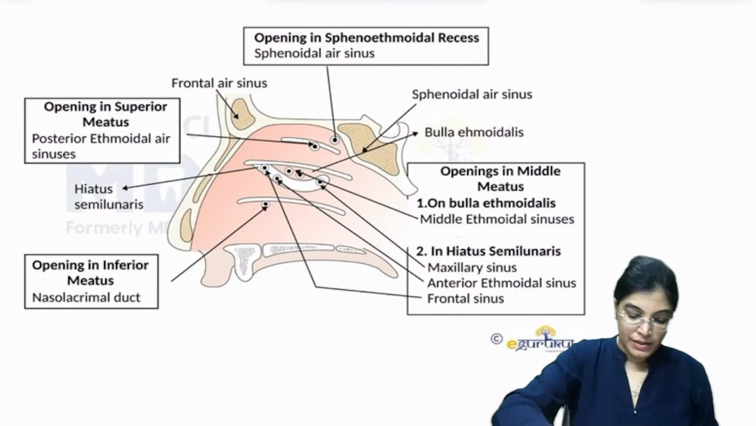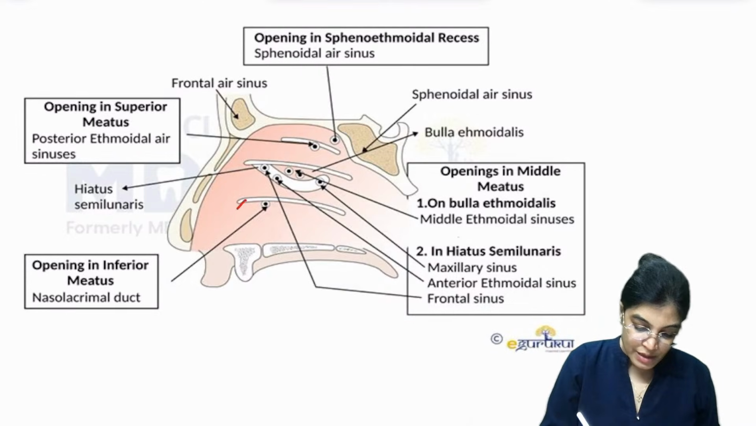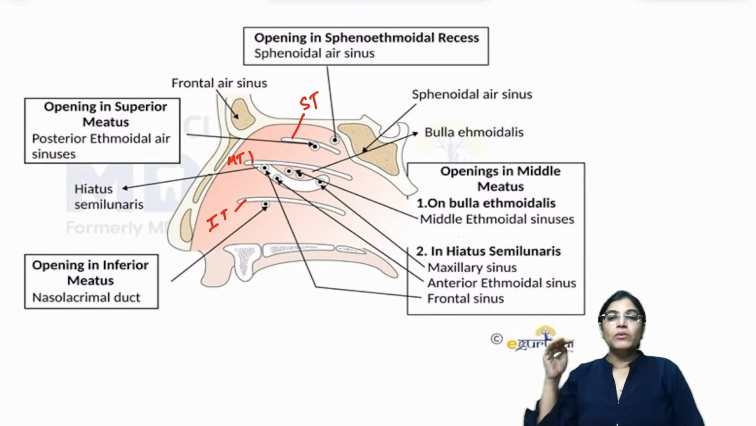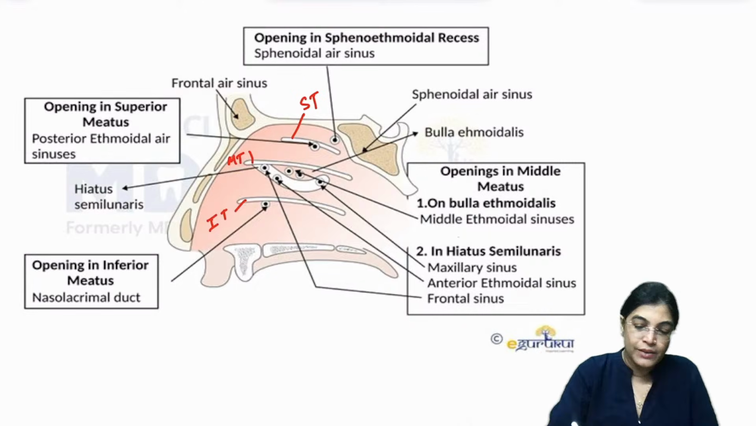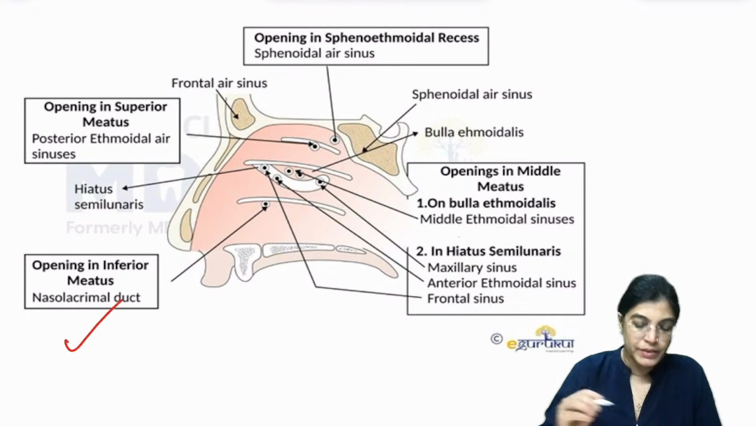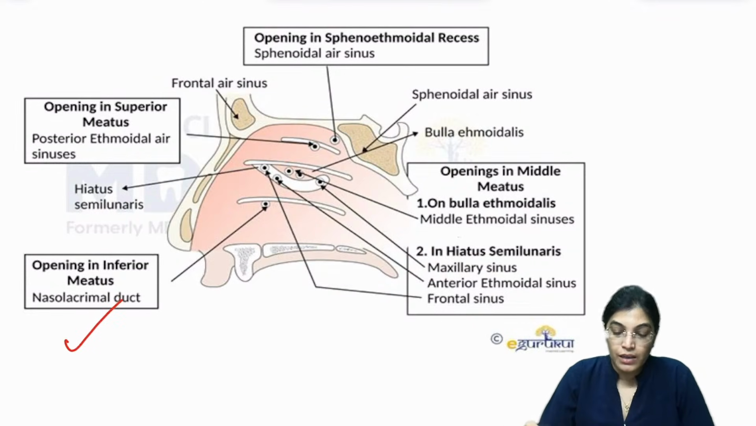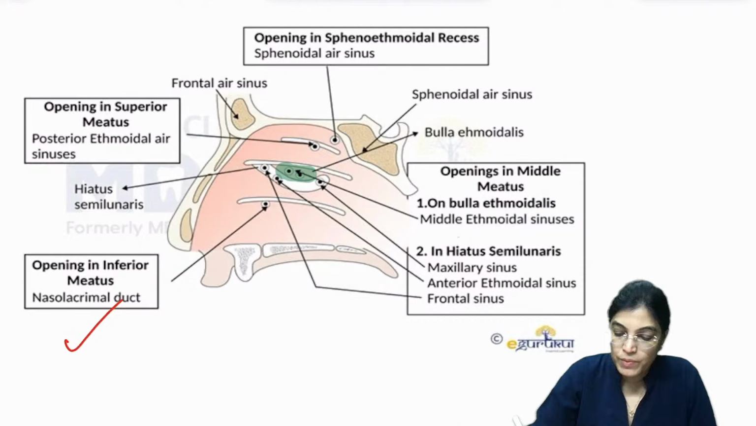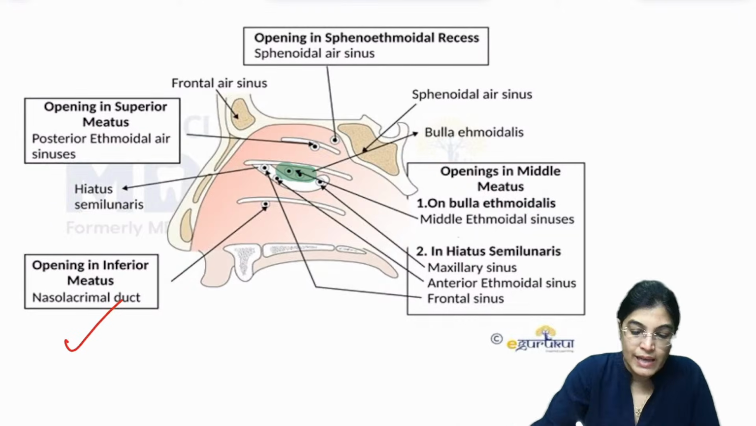When we are seeing the lateral wall of the nose, what you can see is the area below the inferior turbinate. This is the cut part of the inferior turbinate. This is the cut part of the middle turbinate. This is the cut part of the superior turbinate or concha. The area below the inferior turbinate is the inferior meatus, in which we have the opening of the nasolacrimal duct. In the middle meatus, there is an elevated area called the bulla ethmoidalis. On the bulla ethmoidalis, we have the opening of the middle ethmoidal air sinuses.